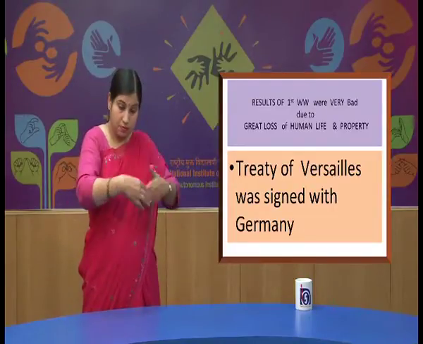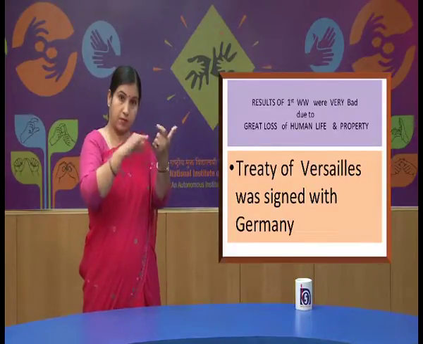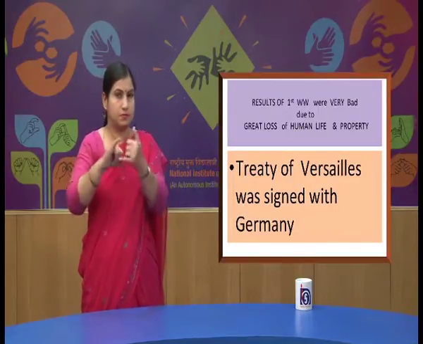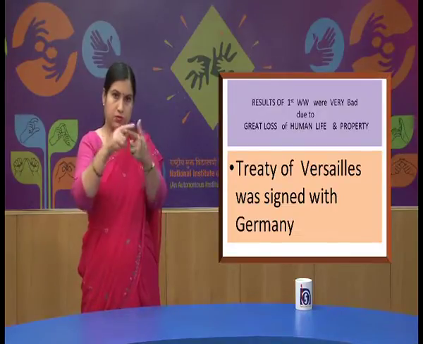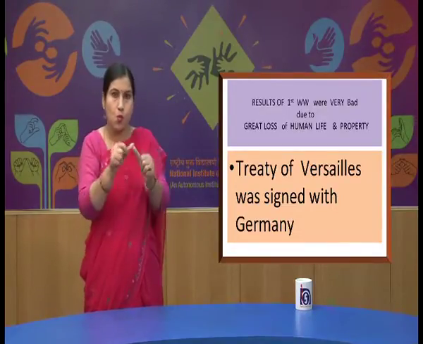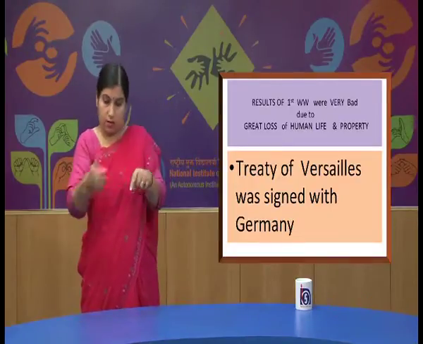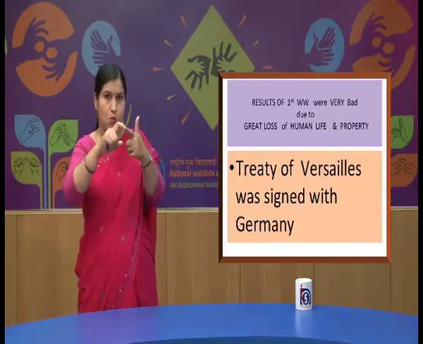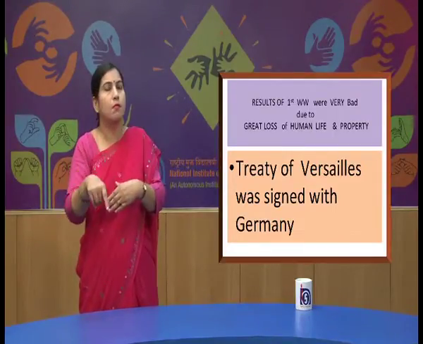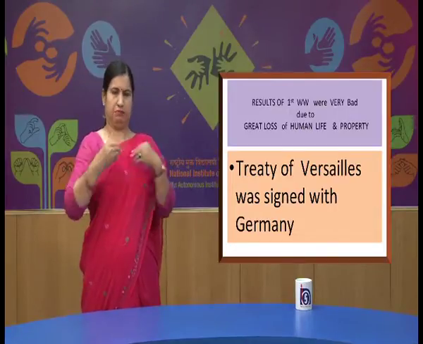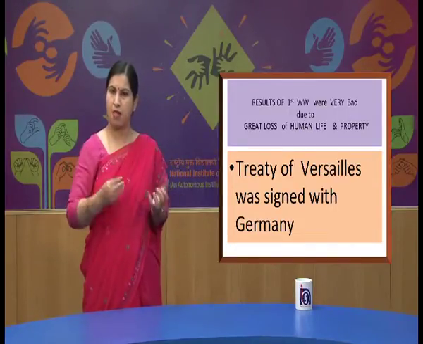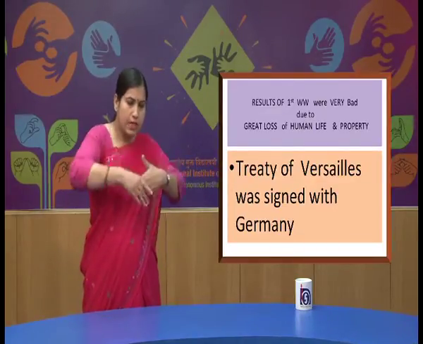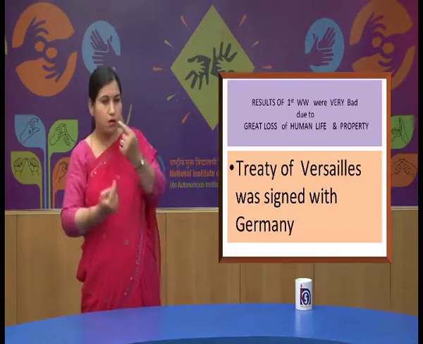Besides the Treaty of Versailles, another treaty of Saint Germain signed with Austria and the Treaty of Sevres with Turkey were equally humiliating. Thus, we see that peace treaties had major political results.